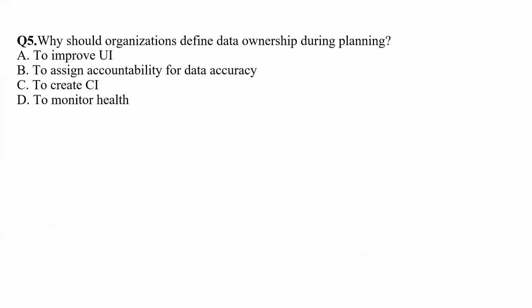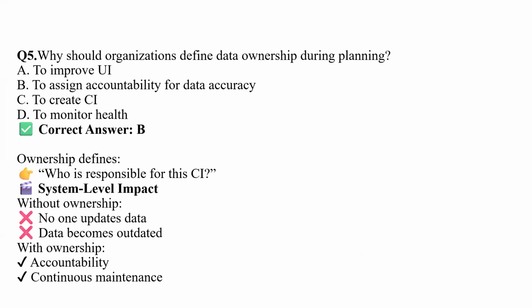Let's say, for example, a company has employees. Without ownership, what will happen? There is no responsibility, no proper maintenance. Same logic we can apply here. Data ownership is nothing but the owner of the employee, owner of the company. So ownership defines who is responsible for the CI. It will affect the system level. Without ownership, no one updates the data. Data becomes outdated. With ownership, accountability and continuous maintenance is there.